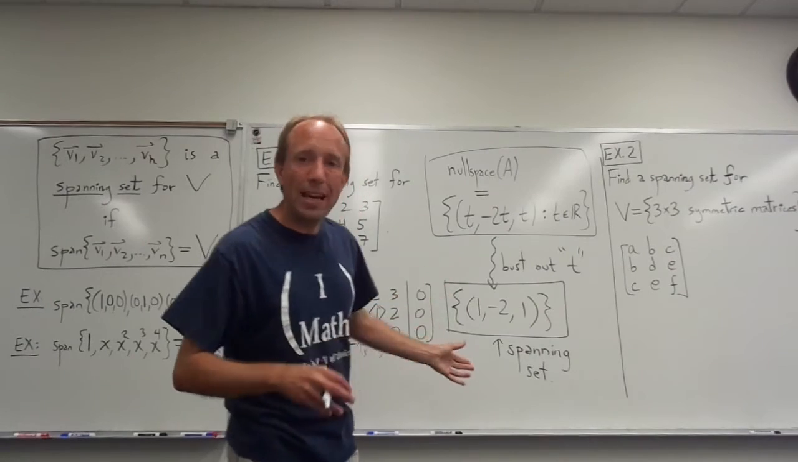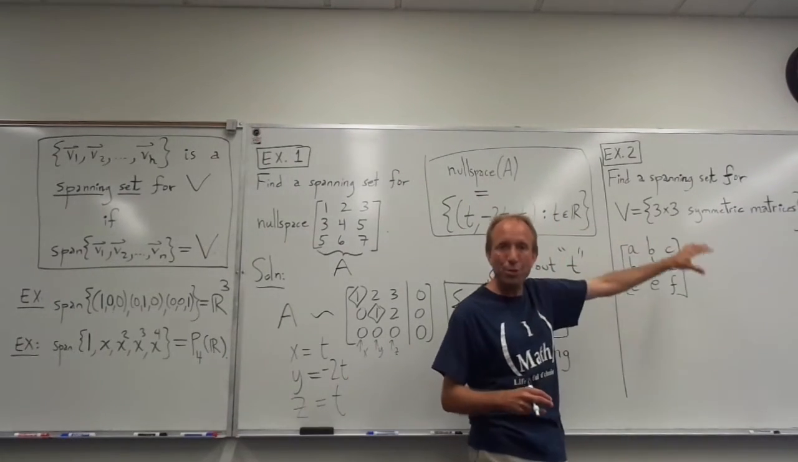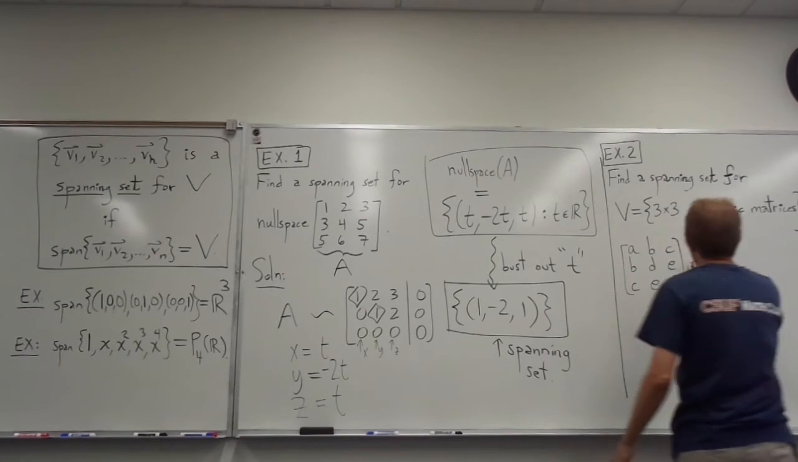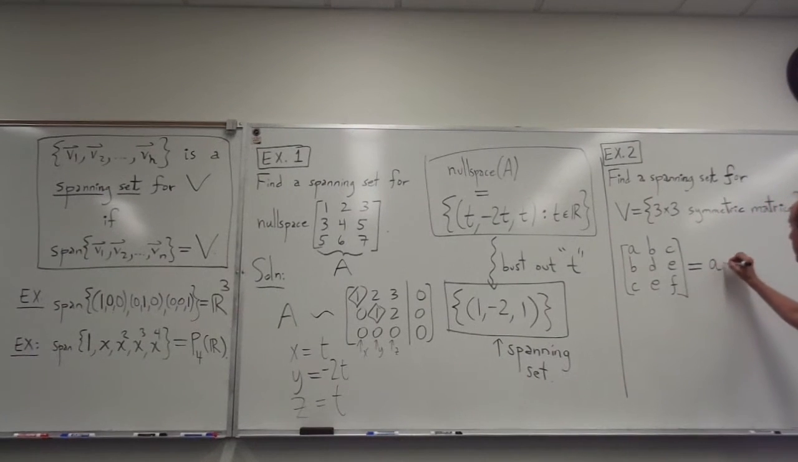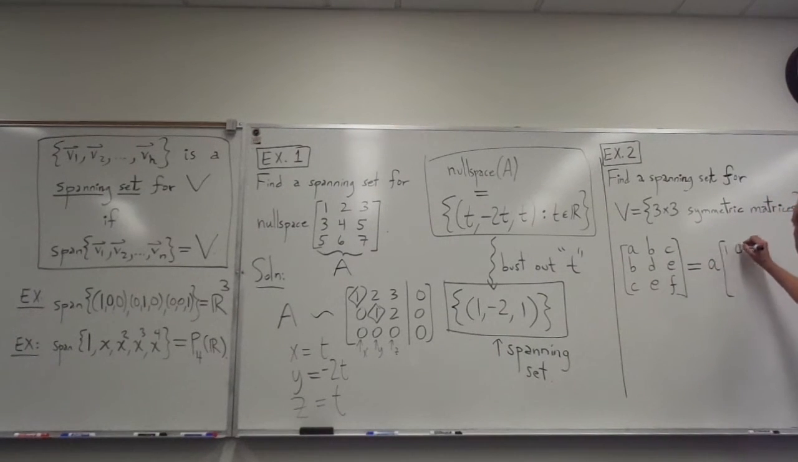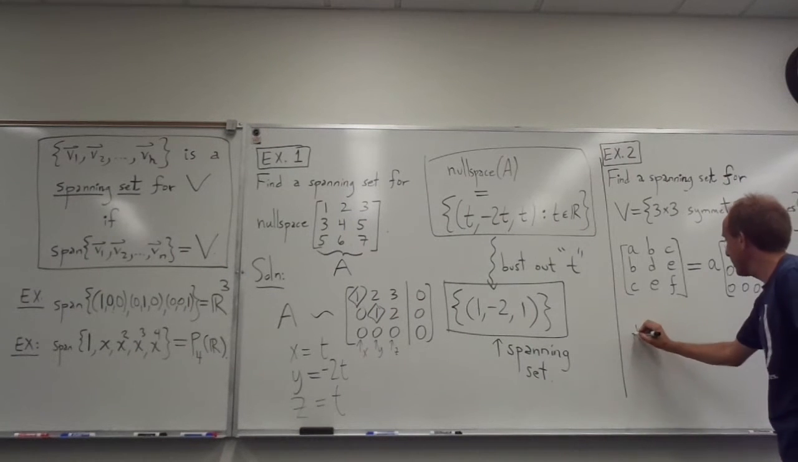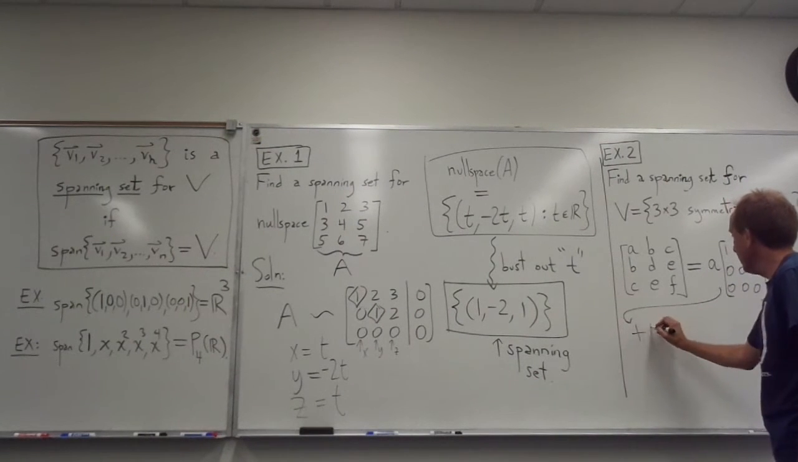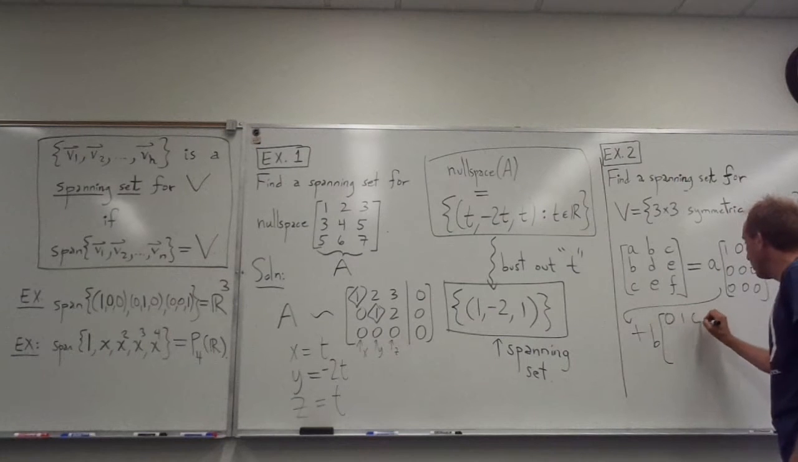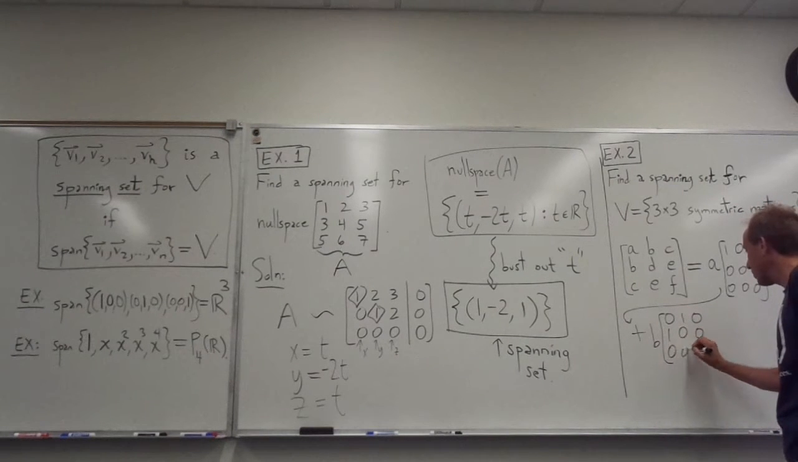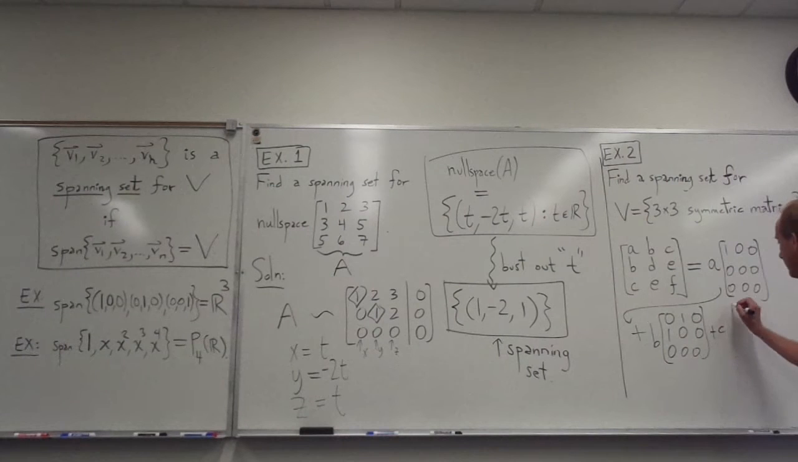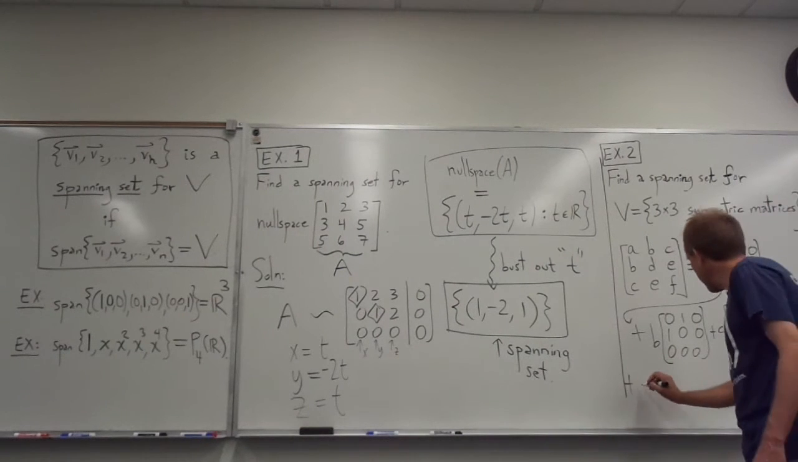The difference here is that I actually have 6 different variables to bust out of this expression. So I'm going to rewrite this as a linear combination. A is multiplied by this matrix, 1, 0, 0, 0, 0, 0, 0, 0, 0. And then plus, B gets multiplied by 0, 1, 0, 1, 0, 0, 0, 0, 0. And then C gets multiplied by 0, 0, 1, 0, 0, 0, 1, 0, 0. We just keep going like this.